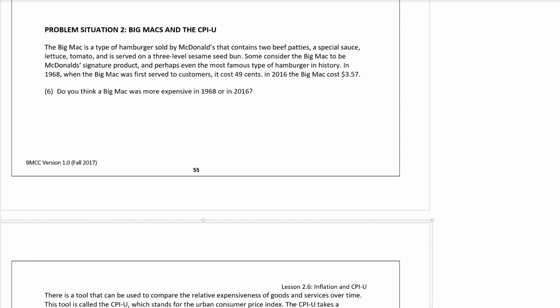What do you think? Do you think a Big Mac was more expensive in the year 1968 or in 2016? What would you choose? Give you a moment. All right, so you are marked that both of your choices were correct. So actually, it's impossible to determine. That would be the correct response.